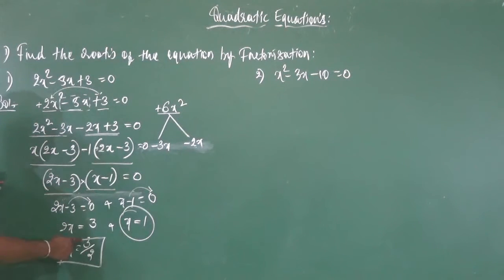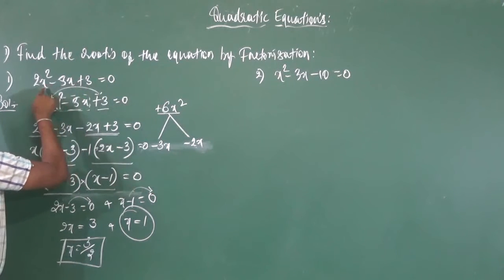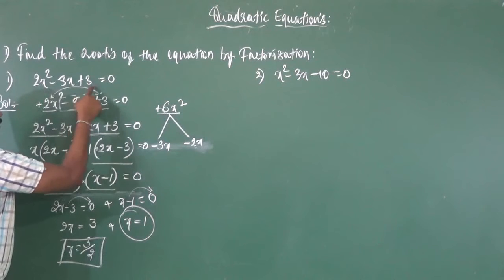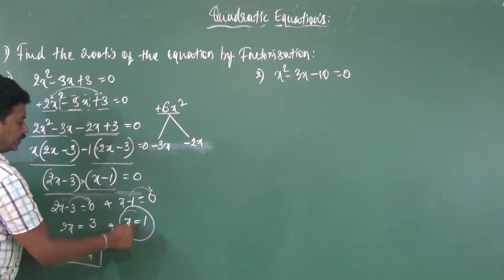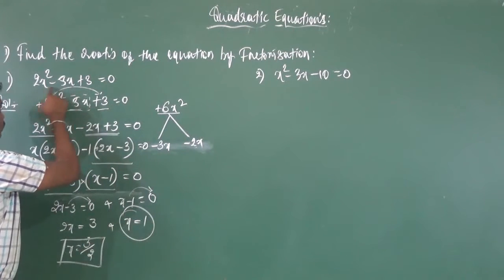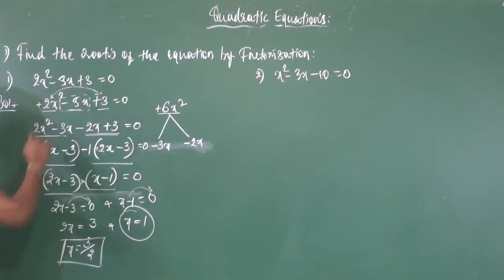Because if you substitute x = 3/2 in this quadratic equation wherever the x appears and simplify, this entire LHS will become equal to RHS. That is, the LHS will be equal to 0. Again, if you take x equal to 1, substitute here and simplify, then LHS will be equal to RHS, that is, it will be equal to 0.